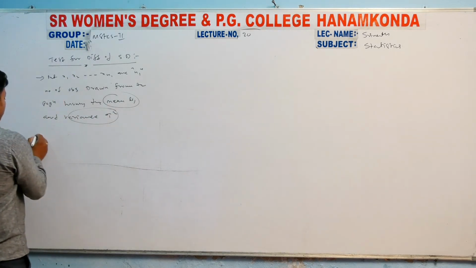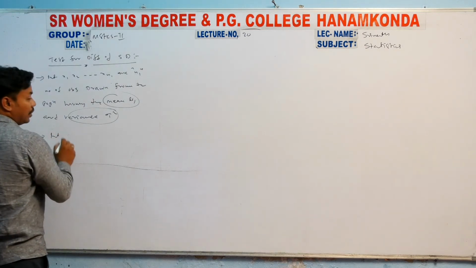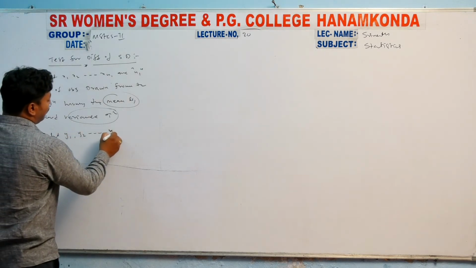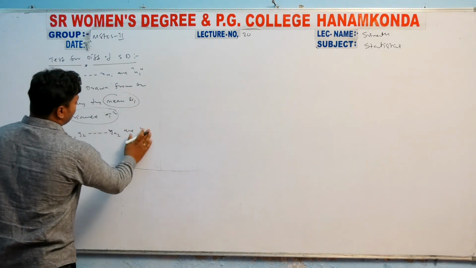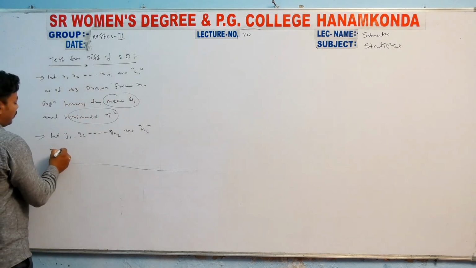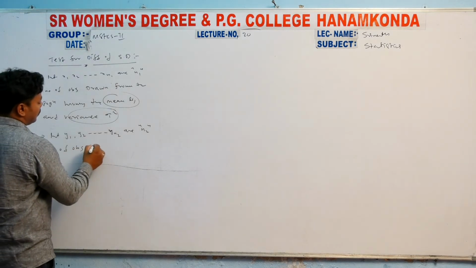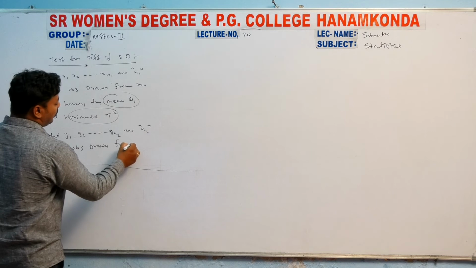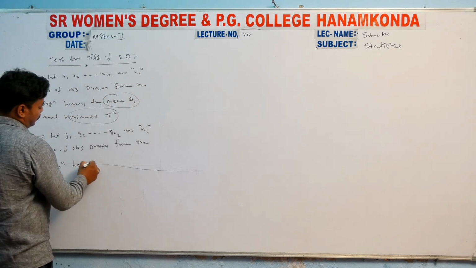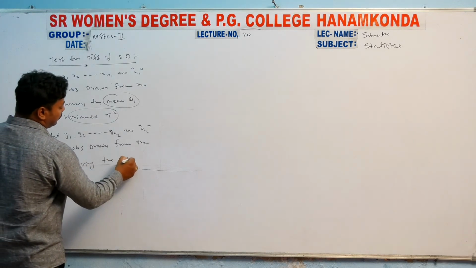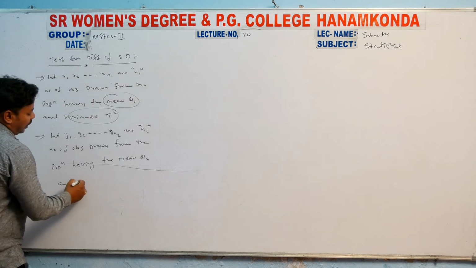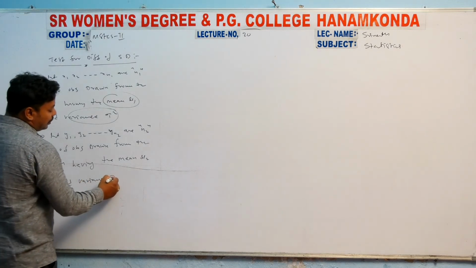And another sample from another population. Let y1, y2, and so on up to y n2 be the sample of size n2, number of observations drawn from the population having the mean mu2 and variance sigma 2 square.